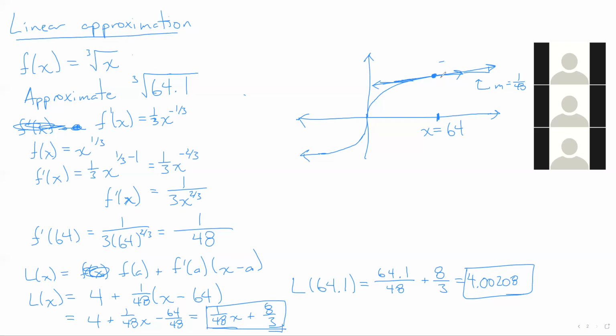I had a bit of a question. I always wondered this. We take f prime of 64, but we're looking for the approximation of 64.1. So is that where the error comes from? That's where the error comes from.